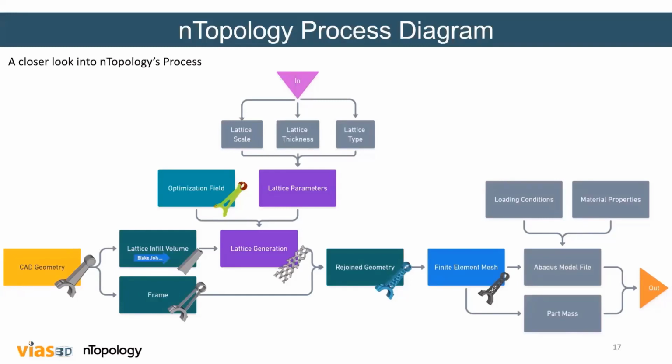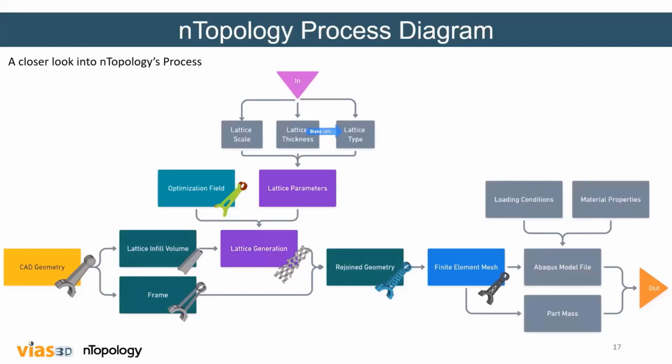And from there, we generate a lattice at the lattice infill volume. So the center solid region is filled in with a lattice. And going into that, we have our field to control the lattice parameter going into that lattice generation, as well as our lattice parameters. This is the first time I'm showing what the lattice parameters we're manipulating are, but I'll go into further detail in the next slide. But what we're dealing with here are the lattice scale, the thickness, and the lattice type. So we'll see those in detail in just a second.